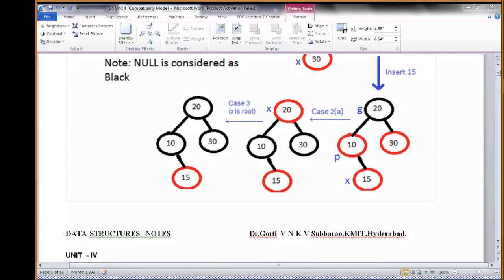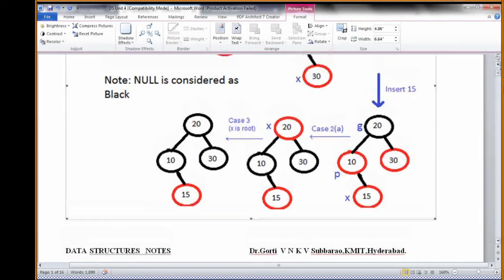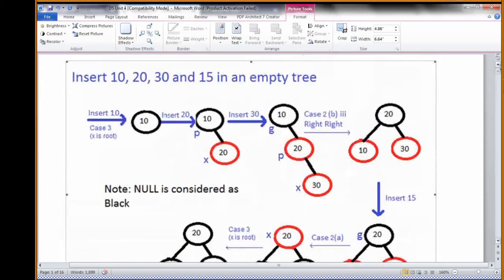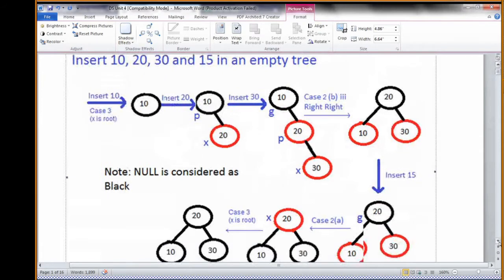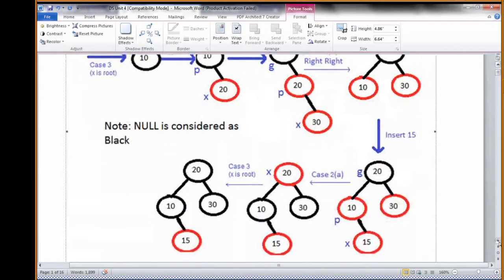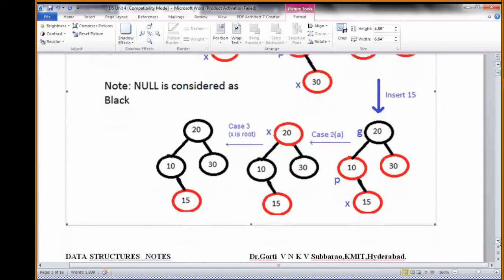So like that, if you want to build a red black tree for the given 10, 20, 30, 15, it will be like this. Based on whether 20 is the root or not, we make the color changes, and then we check whether it is satisfying the red black tree properties or not. So please note down.